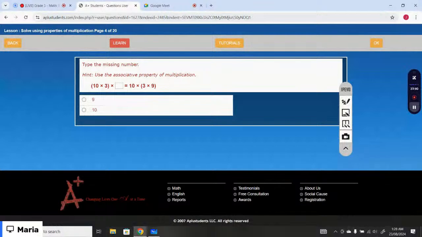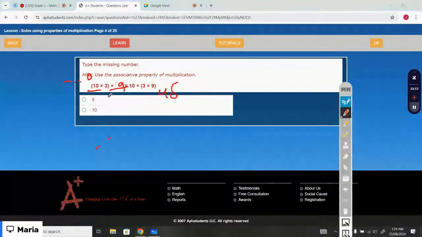Type the missing number. 10 times 3 times the missing number. You have to use the associative property over here. The associative property involves three numbers. On both sides the numbers are the same, just the order of multiplication is different. So here you have 10 times 3 and then the missing number. Here you have 10 times 3 times 9. So which number is missing?